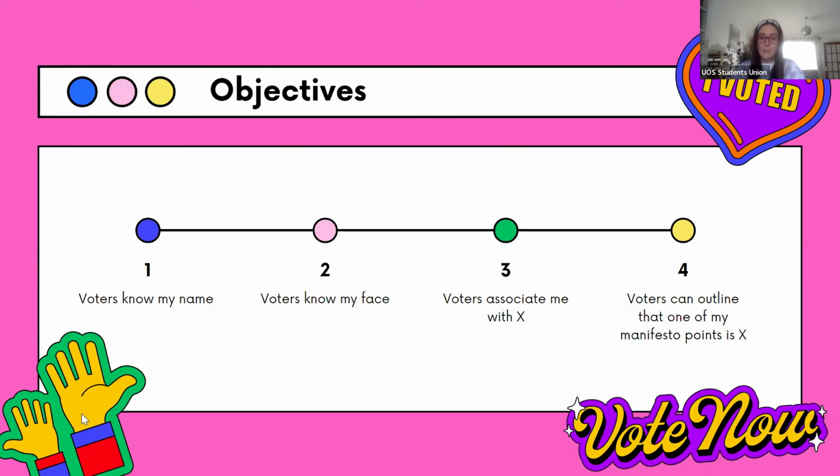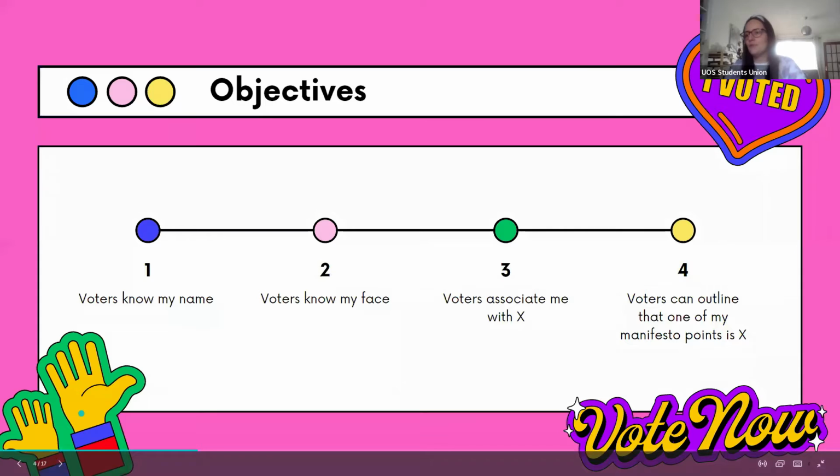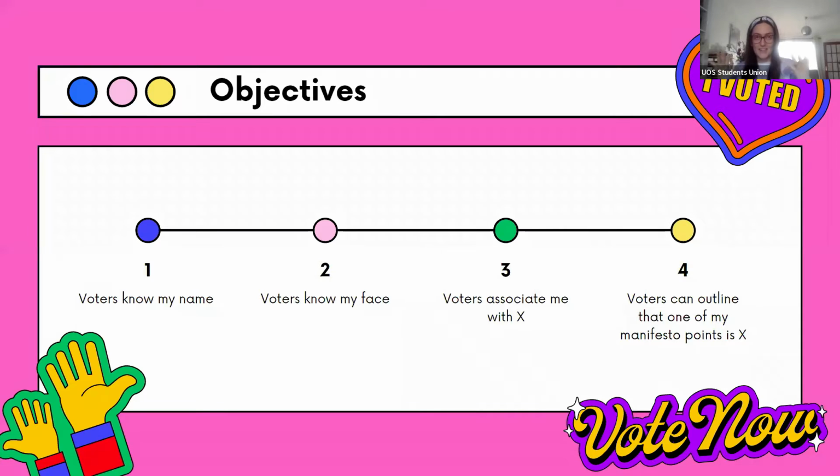What are your objectives? So for example, objectives of your comms campaign could be voters know my name. So my first objective is for voters to know my name, for voters to know my face. So how would I achieve that? I will include a picture of myself on the posters, easy.